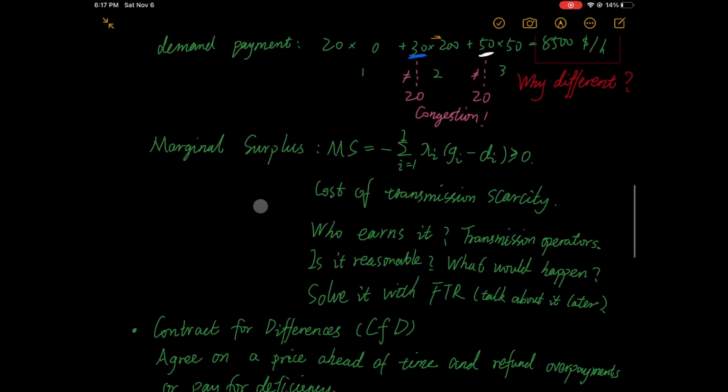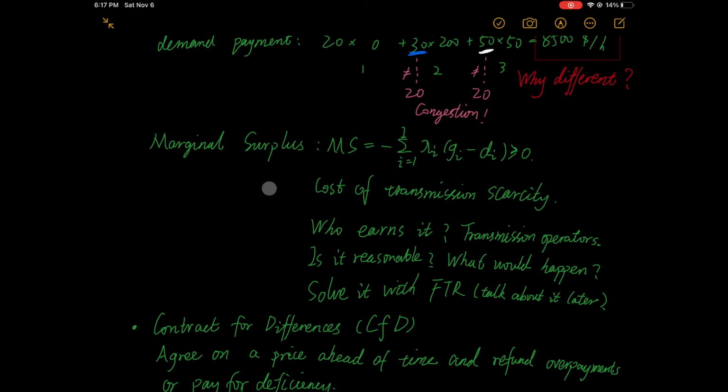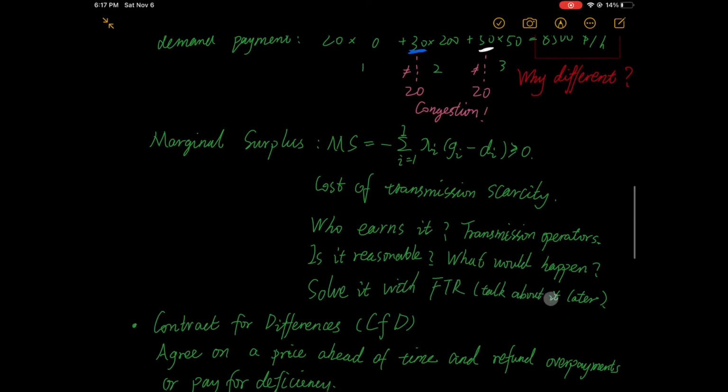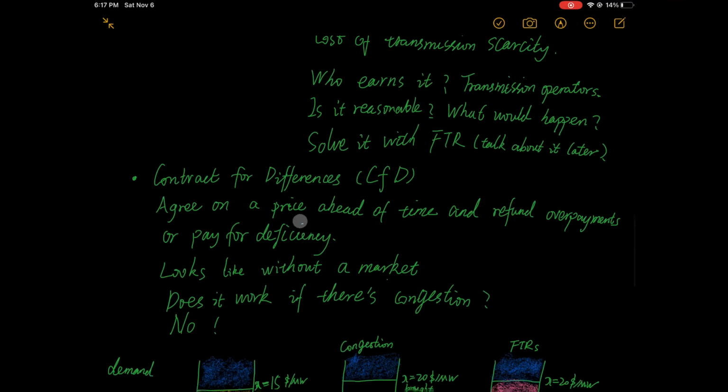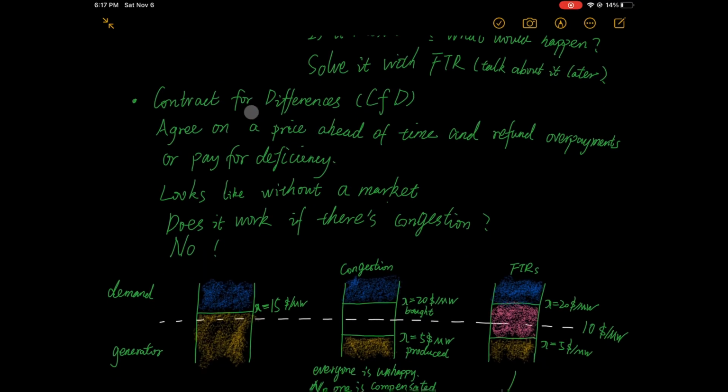If the transmission operator can have that money, they will want to deliberately produce congestion for profit. This is bad and can be solved with financial transmission rights, which I'll talk about later. Before talking about FTR, let's see what is contract for differences.